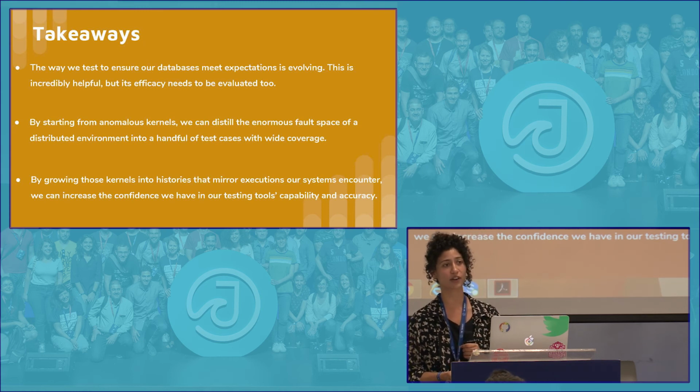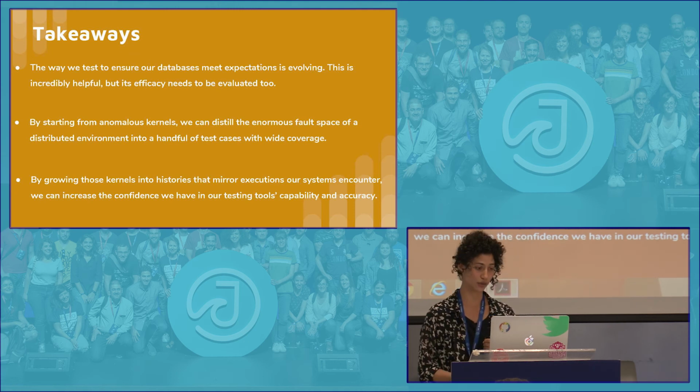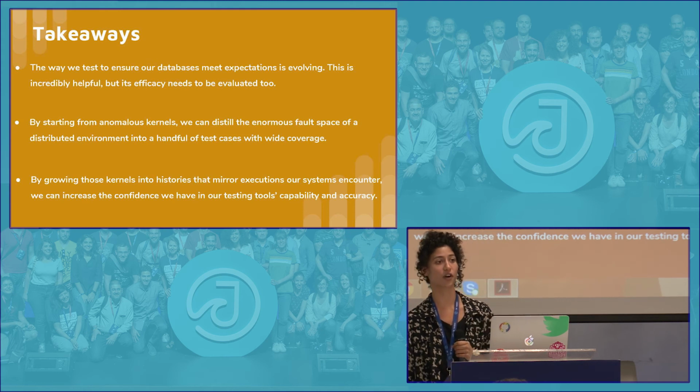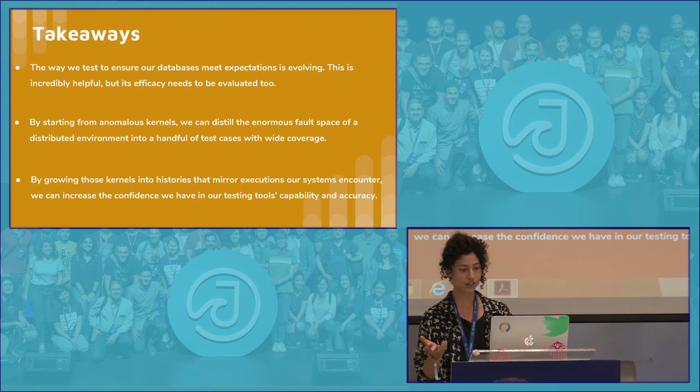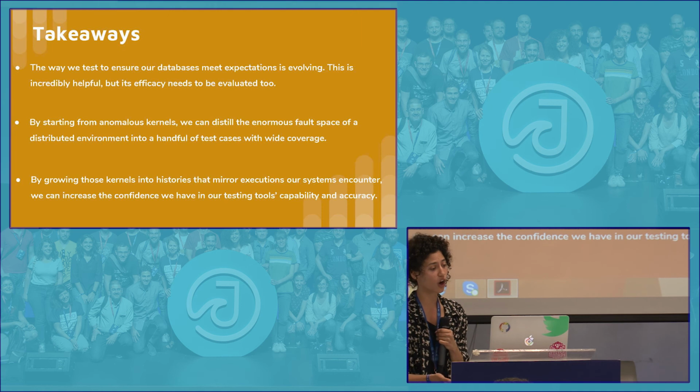We really want to know what guarantees we receive from it. And that involves us taking a closer look at these systems too, these testing systems. And that by starting from anomalous kernels, we can distill what's a really intractably large space that we're asking them to explore, that we're asking them to prod our systems with. We can turn it into a handful of test cases and really look at what wide coverage is like, what our systems are capable of doing, set our expectations in a more concrete way.